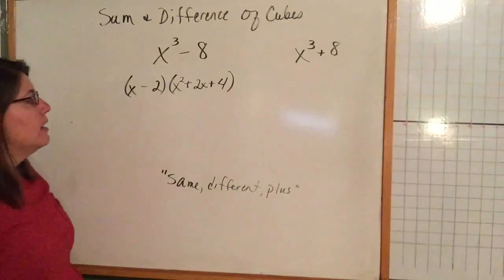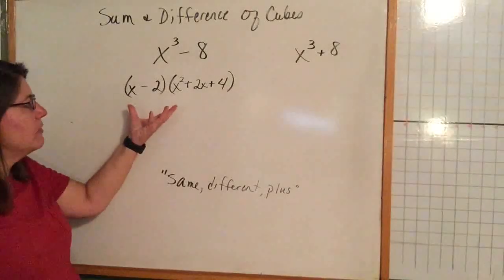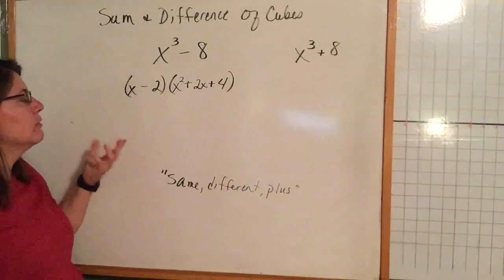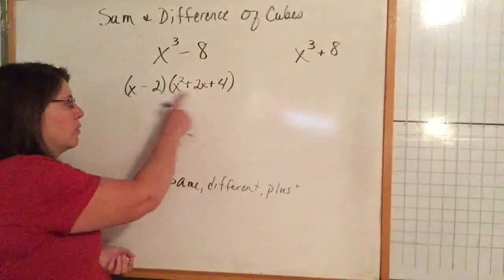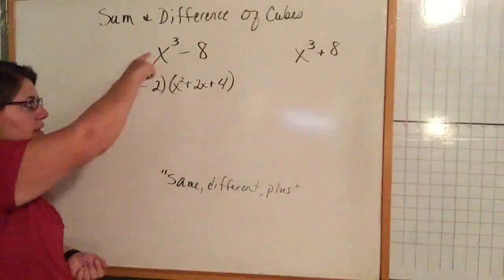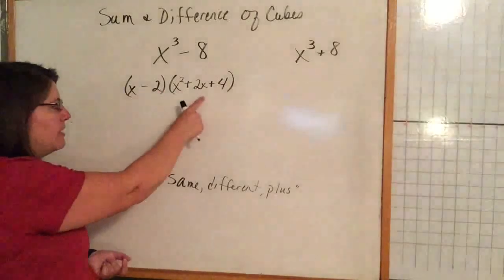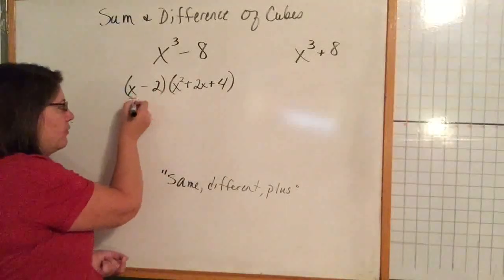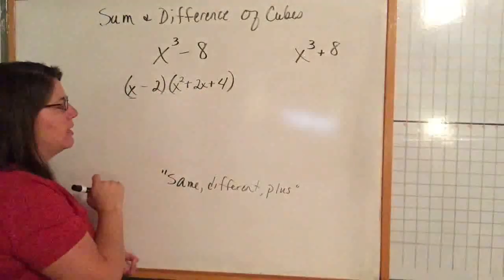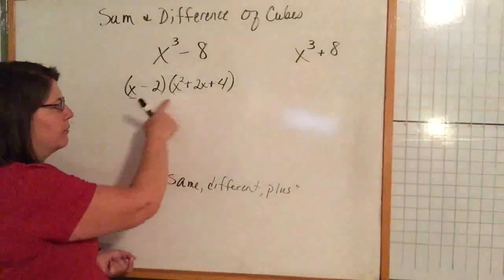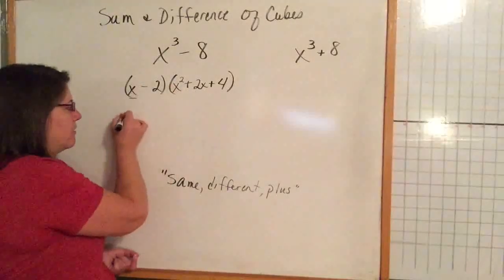Okay? So let's FOIL this so that we can see, or we'll multiply. It's not really FOIL. We'll multiply these together to see if that's what we end up with. So in order to multiply a binomial times a trinomial, what I do is I take the first term and multiply all the terms in the second set of parentheses. So x times x squared is x cubed.